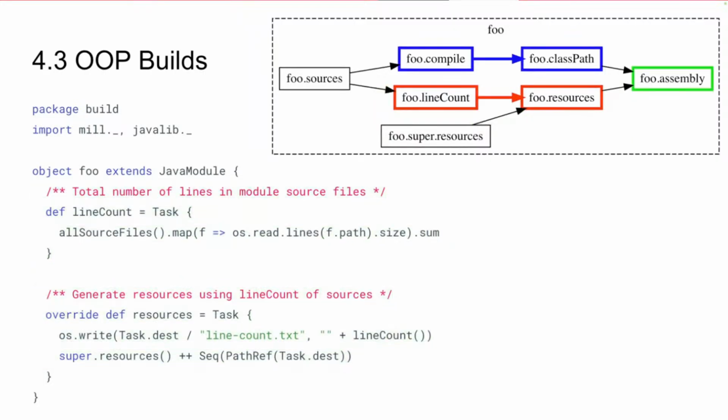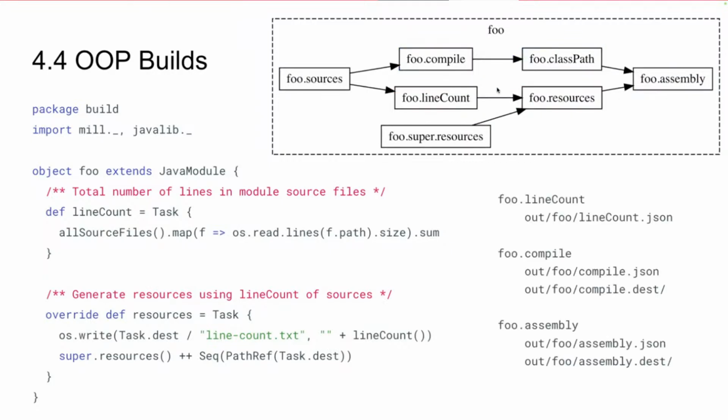And once we have this graph, we can do interesting things. Like we can say that compile and lineCount, these blue and red sections of the graph, can run in parallel because they don't depend on each other. But assembly needs to wait for both of them to complete before it runs because it depends on both. foo.lineCount, foo.compile, foo.assembly, they all have names. So we can use the name to tell you how to call them from the command line. So foo.lineCount in the Scala code is literally foo.lineCount from the command line. That's how you name it. There's no special mapping of how to name the task.